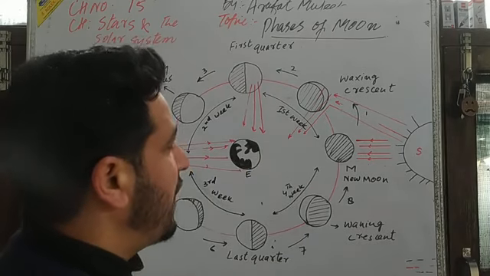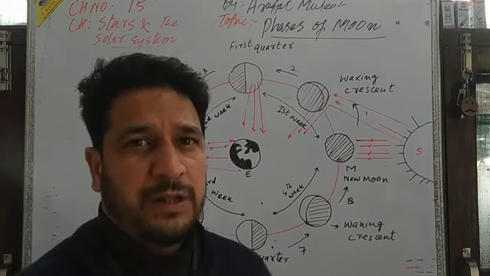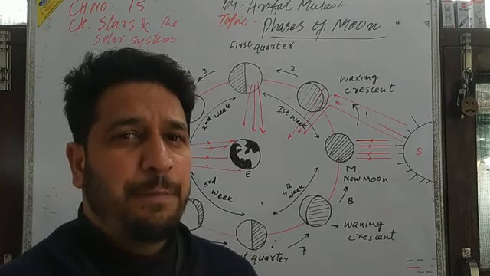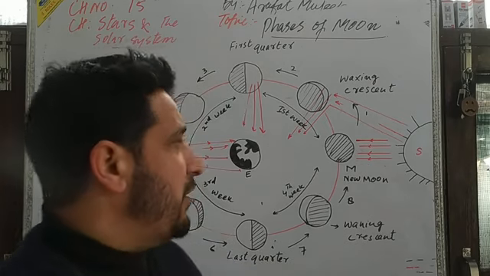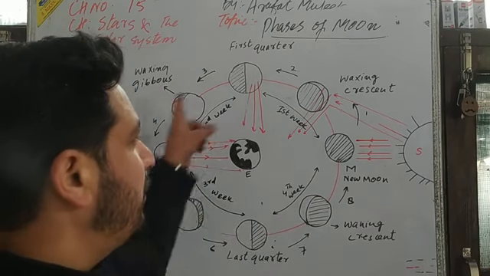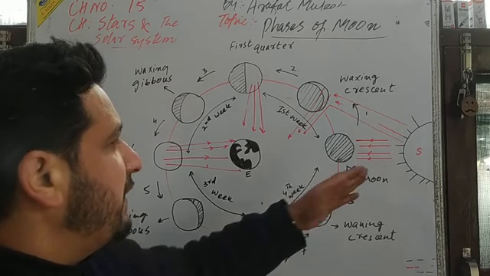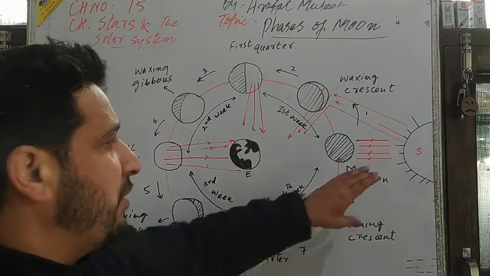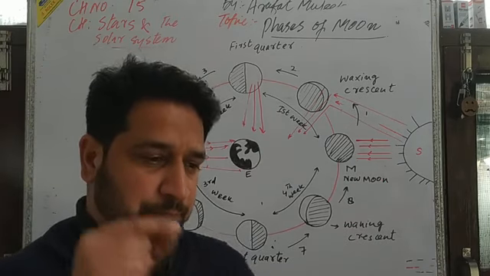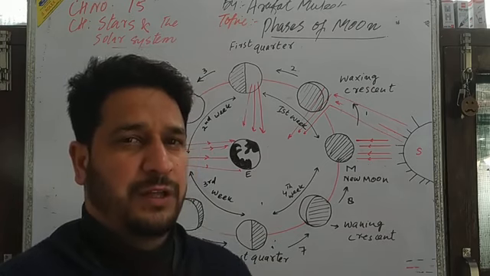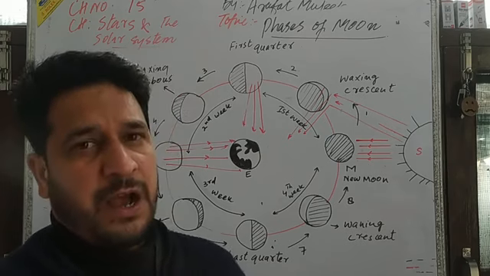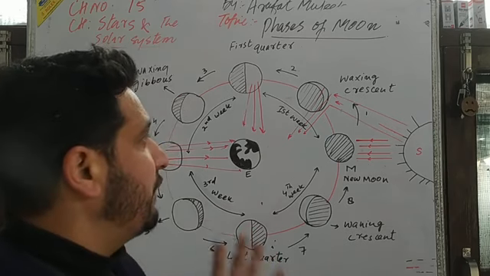Dear students, I hope you understand about the different phases of the moon, how the phases of the moon appear in the sky in a month. It is because of the revolution of the moon around the earth, when different phases are made because of the sunlight. The moon revolves around the earth and the earth revolves around the sun. I hope you understand about the different phases of the moon.